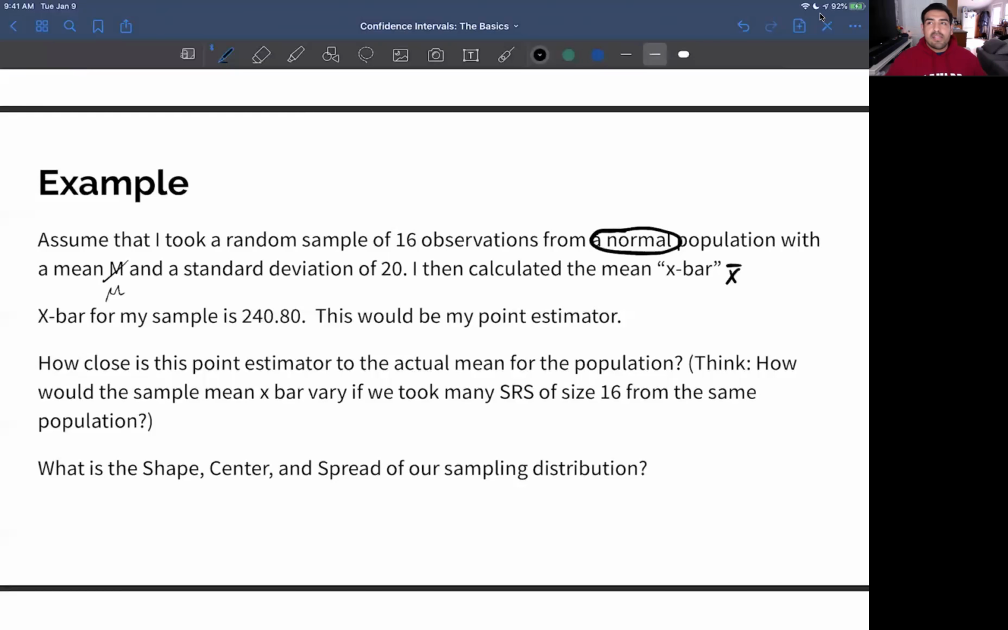So let's think, how would this point estimator vary if I repeated this process and took many samples, right? We talked about a sampling distribution. We were able to describe our sampling distribution. That's everything we did last chapter. And we were able to describe the sampling distribution based off of the shape, the center, the spread, and potentially any outliers. Remember, we want to use SOCS.